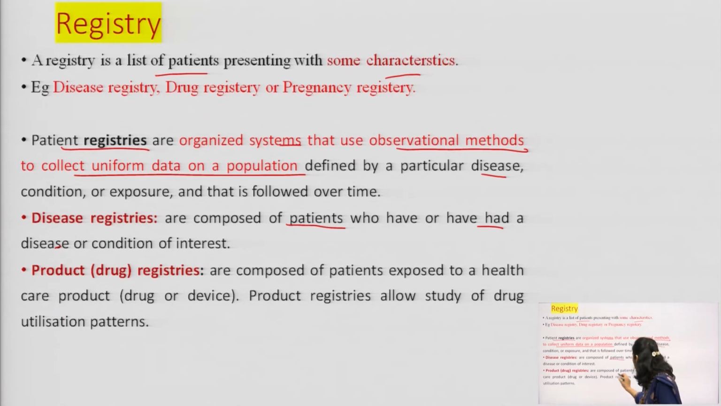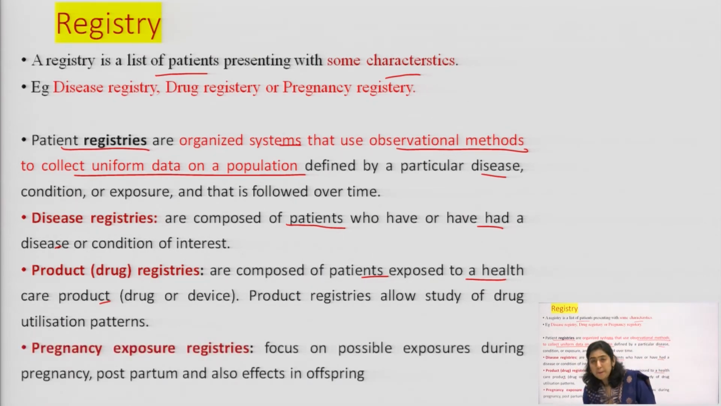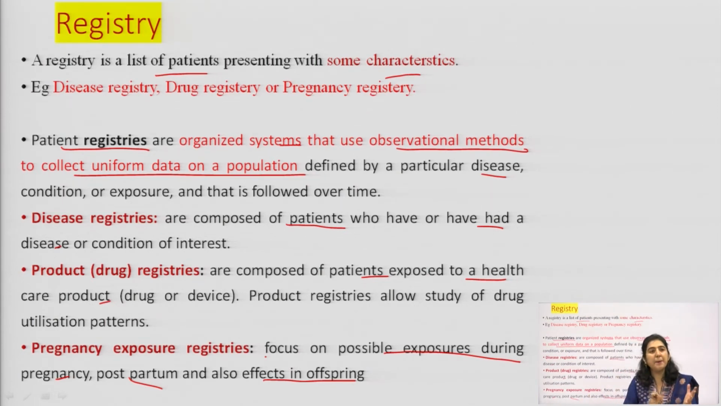Product registry, they are composed of patients exposed to a healthcare product, so they allow the study of what is the drug utilization patterns. Pregnancy exposure registries focus on exposures during pregnancy, postpartum is after delivery, also affects in the offspring. तो pregnancy exposure registry में वो डाटा आता है कि कौन से ड्रग्स प्रेग्नेंट वुमन में दिया गया, आफ्टर डिलीवरी दिया गया और उसके क्या इफेक्ट्स आए बेबीज पर.